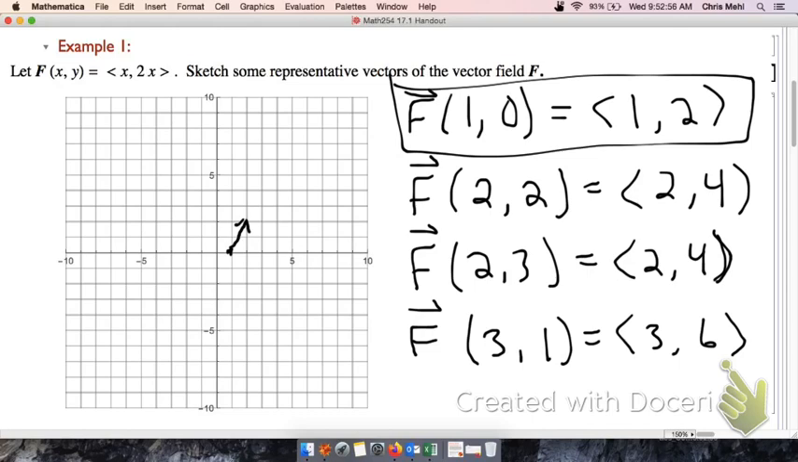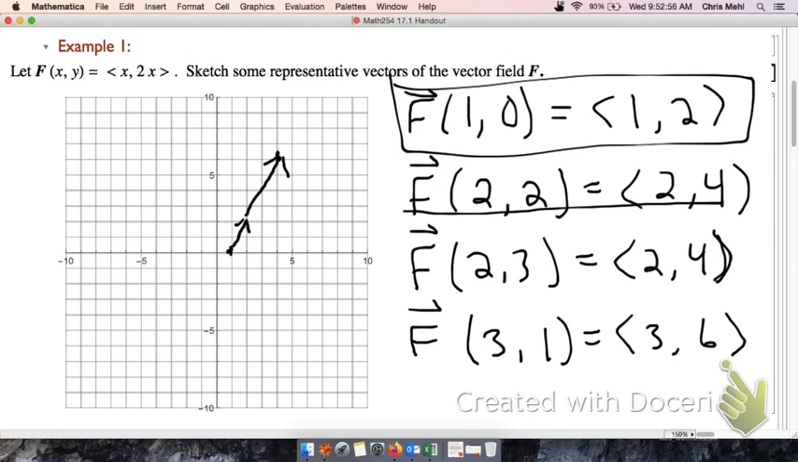Now, if I look at capital F of 2, comma 2, that gives me the vector 2, 4. And again, 2, comma 2 is going to be the tail of the vector, and I'm going to go 2 units right and 4 units up. 2, 3, 4. So there would be the head of the vector. Okay, so there's another vector in my vector field. Just plotted this one right here. And then F of 2, 3 is 2, comma 4.